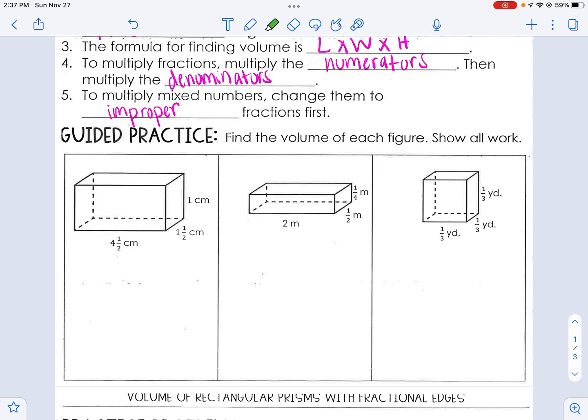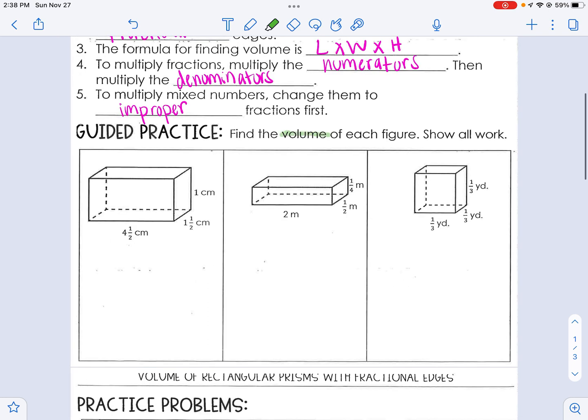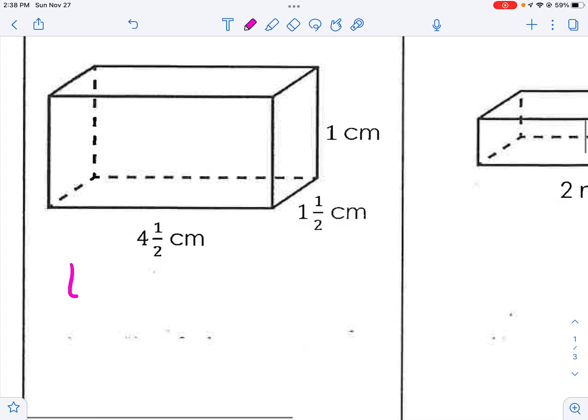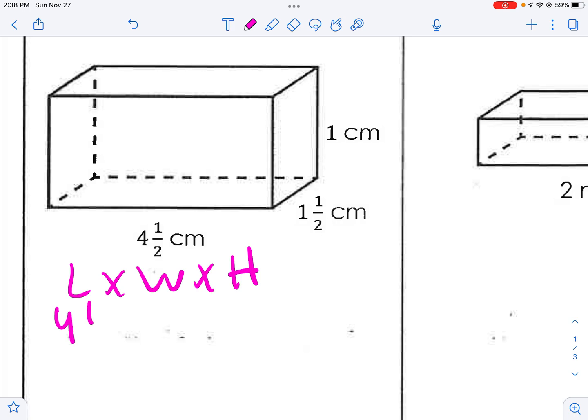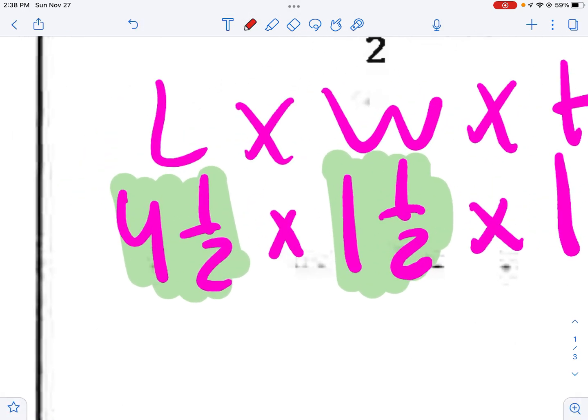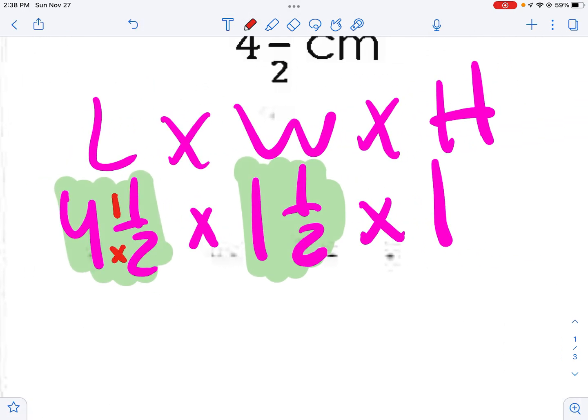So it says find the volume of each figure. Right away, I know if it says find the volume, that means I'm doing length times width times height. Okay, so I'm going to do this first one here. So length times width times height means I'm multiplying 4 1/2 times 1 1/2 times 1. Now, if I want to multiply with these mixed numbers, I have to turn them into improper fractions. So remember, the way that we do that is we multiply the bottom one and add the top.